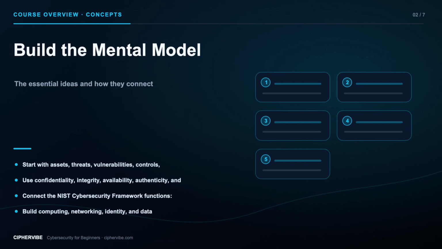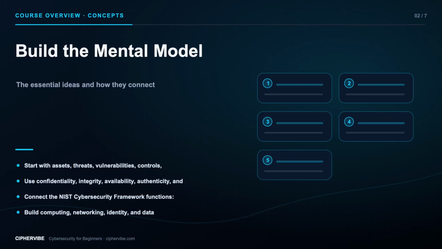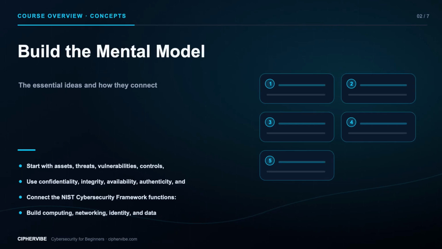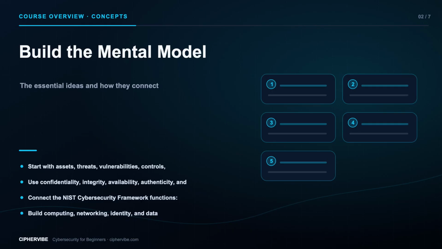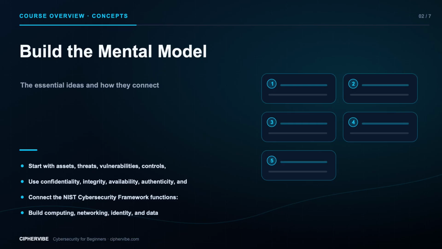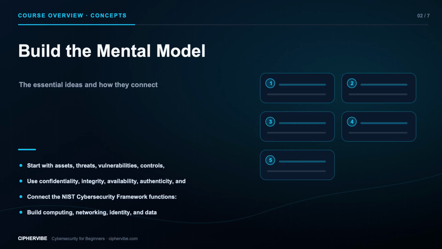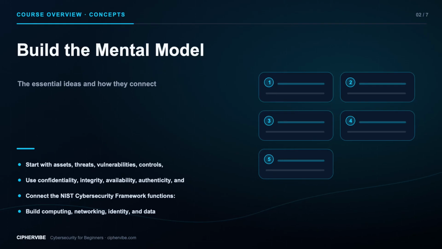Do not study these as isolated definitions. Ask which asset or business service is involved, where the relevant trust boundary sits, which identity performs the action, and what reliable evidence would show that the control worked. Security reasoning is a chain.